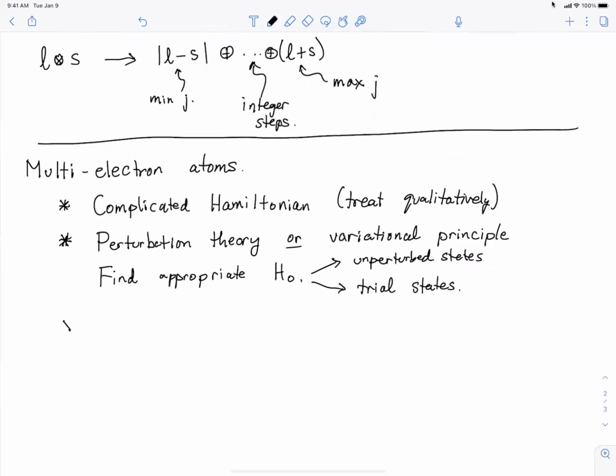Okay, and the third ingredient we're going to have to be careful about, and is going to be extremely important, is the fact that electrons are identical particles. And so we will have to use the information we get there. In particular, this is going to make sure that we use the Pauli exclusion principle, which says that two electrons can't be in the same state.